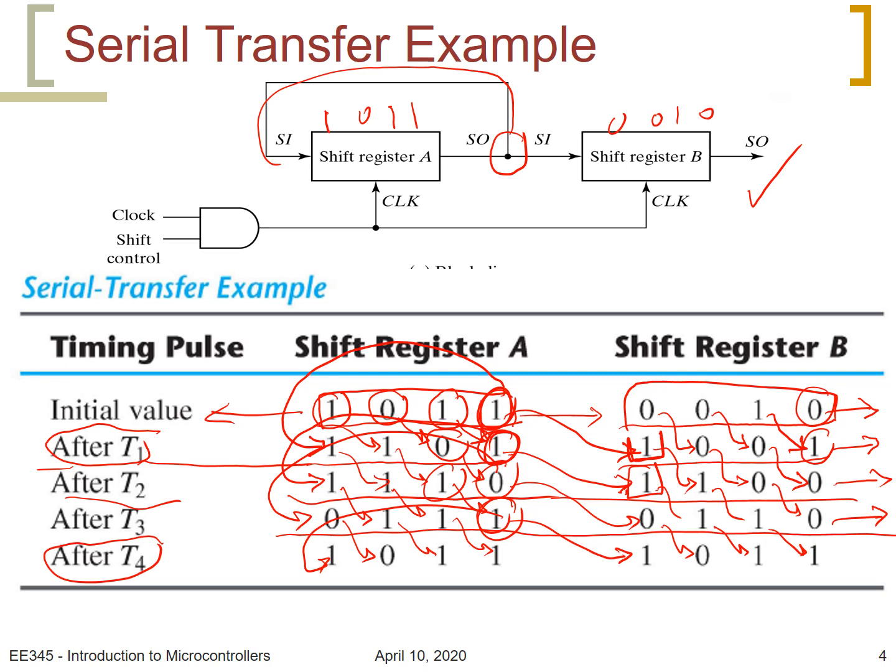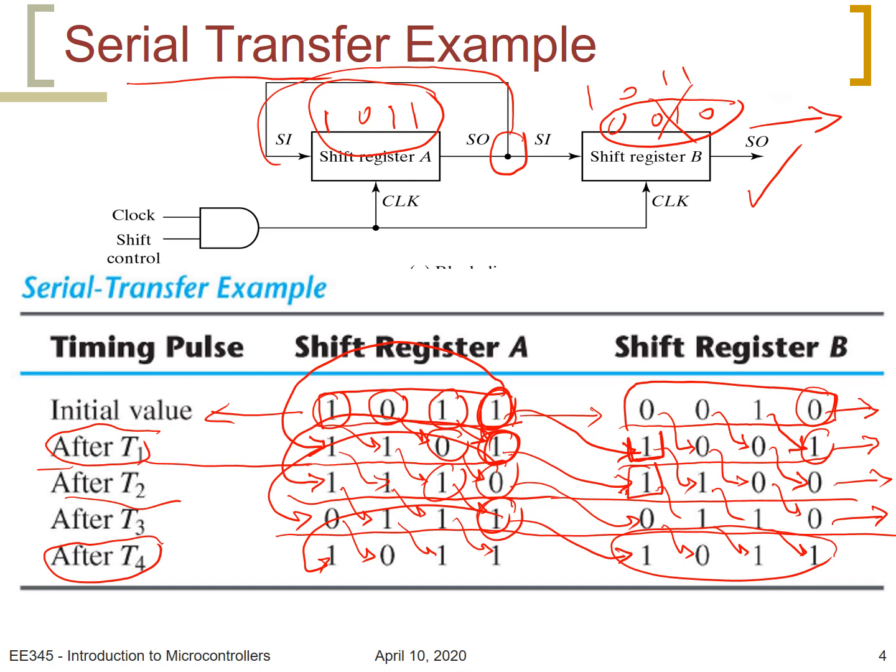So what happens after 4 clock pulses? Just to summarize, the contents of register A is transferred to register B. So B no longer has 0010, it will have 1011, and the 0010 has already been transmitted on the line. And A retains its contents, which means A keeps its contents as they were before. That is the first example of using a shift register for serial data transfer.